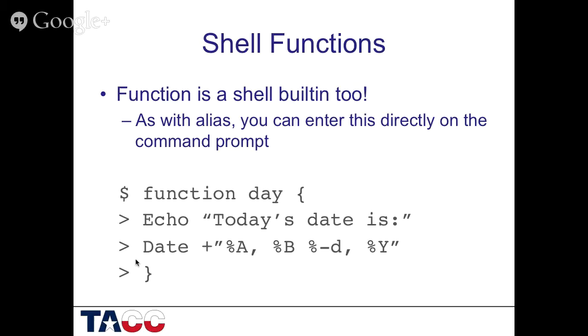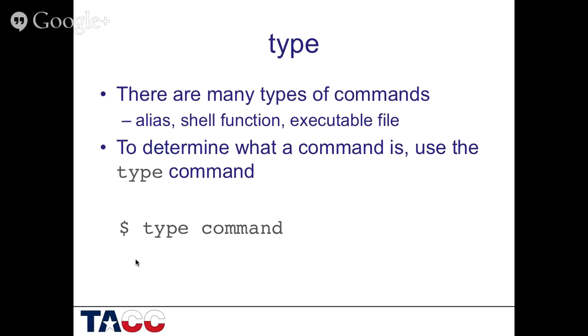Let's do a few more things. There's a lot of different types of commands, right? We've seen that there are internals that are built in, there are aliases, there are executable files, there are shell functions. And maybe you're interested in finding out what exactly each one is, right? So you can use the type command to find out what everything is. The syntax is just type and then the command.